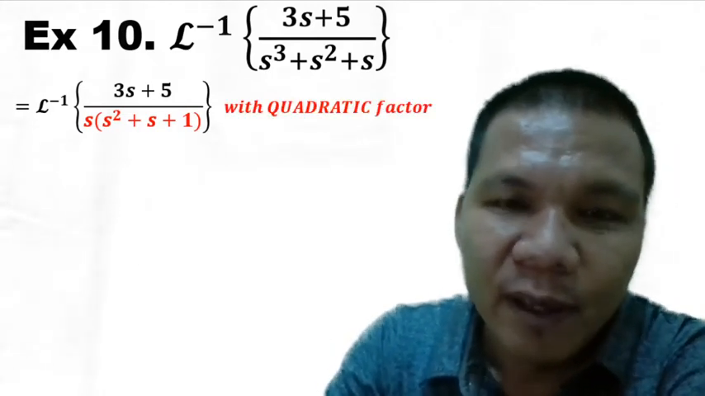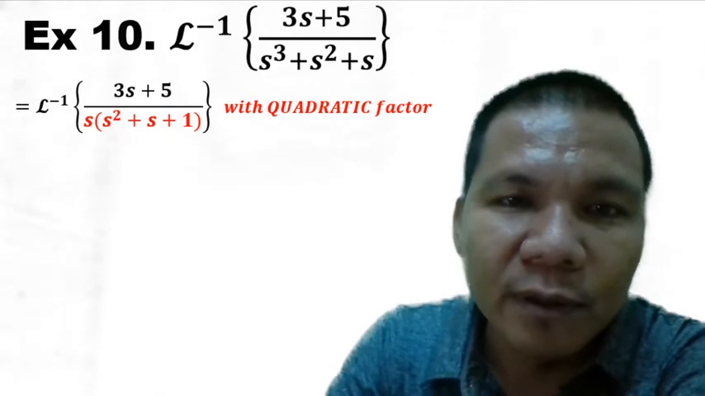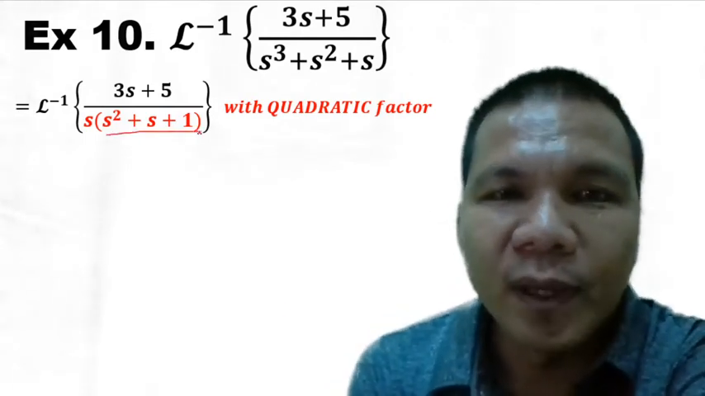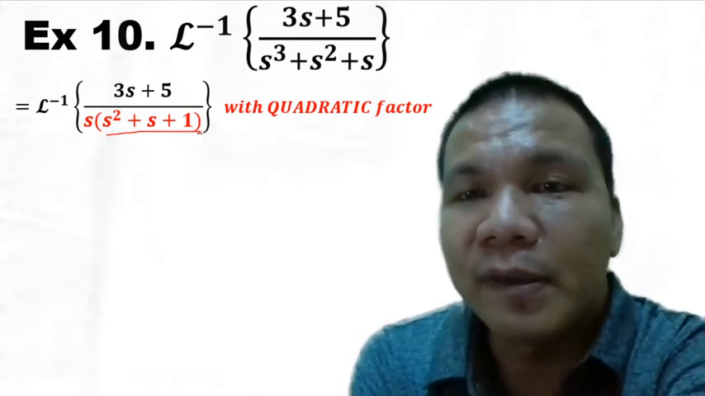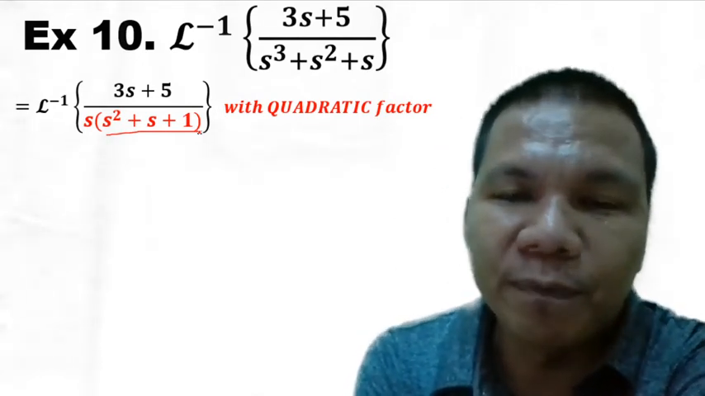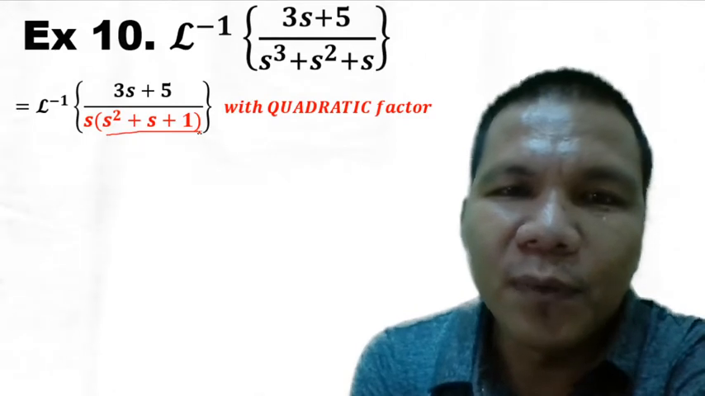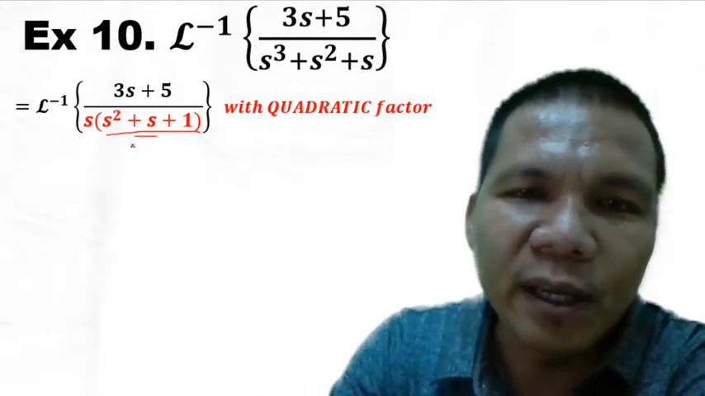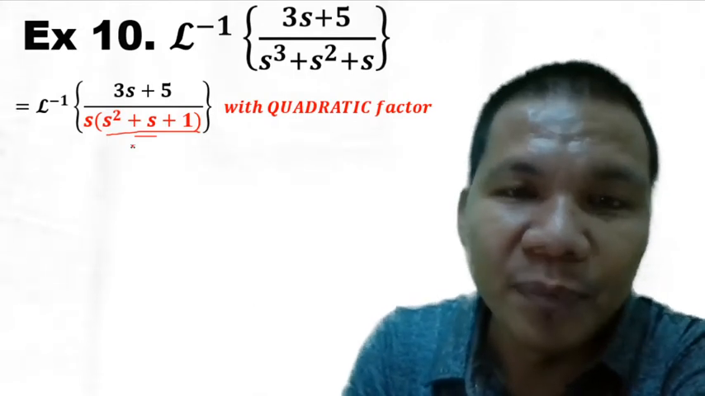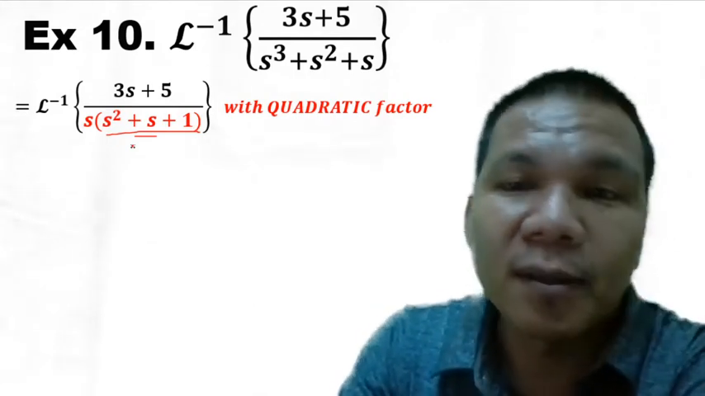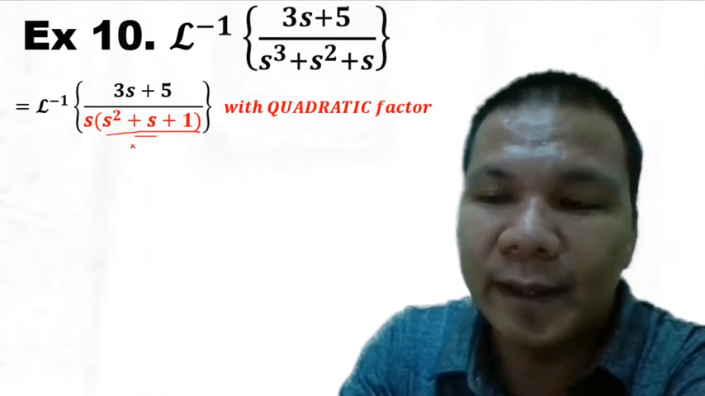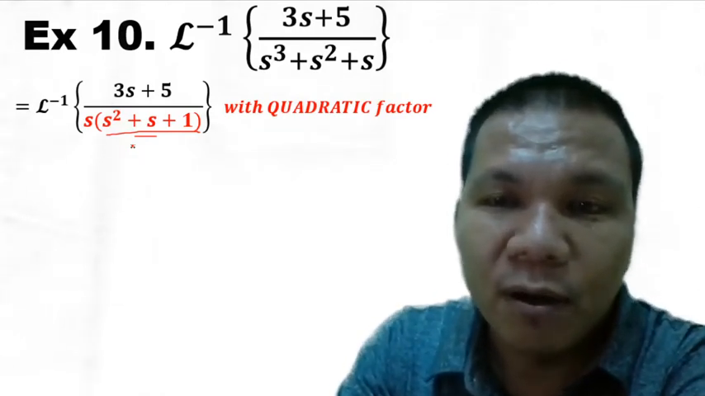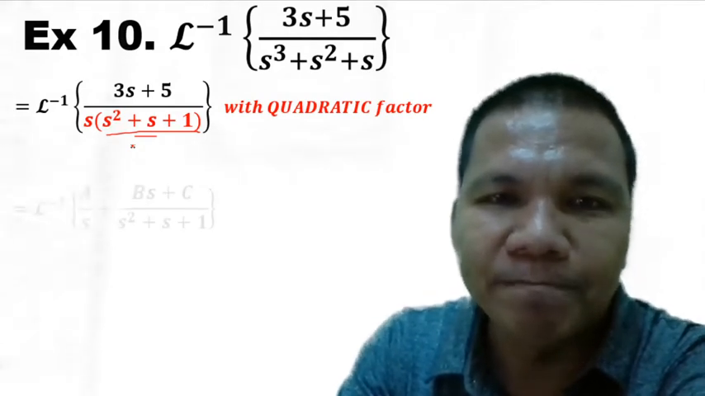Take a look at this one. This is your quadratic factor. So this example is actually a complicated one. This is a really hard example because of the presence of s. If s is not here, this will become a simple one. Now let's try to solve a complicated example because most of your assignments are complicated. Okay, let's start.